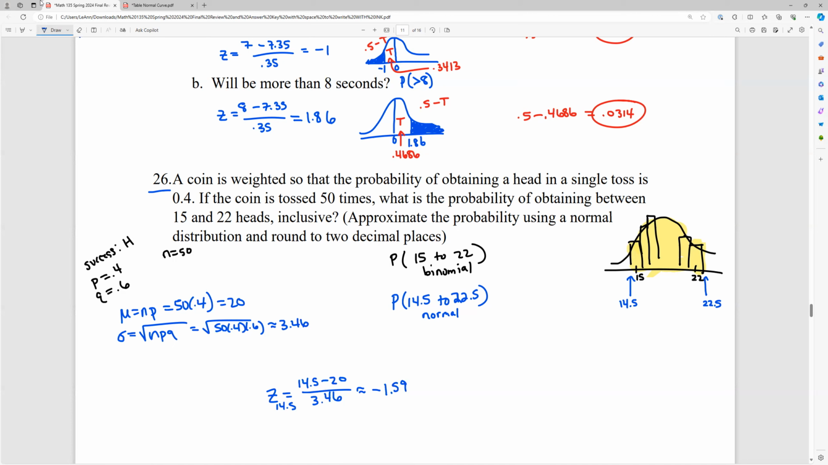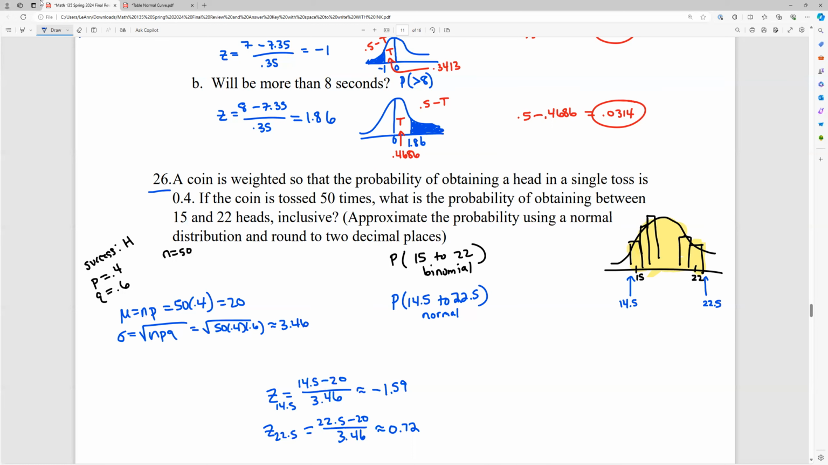Okay. So then for z of 22.5, because remember, that's how we read our table, we need a z-score. So 22.5 minus 20 divided by 3.46. So 22.5 minus 20 is 2.5. Divide that by 3.46. Round it to 2 decimal places. I get that that's roughly a z-score of 0.72.